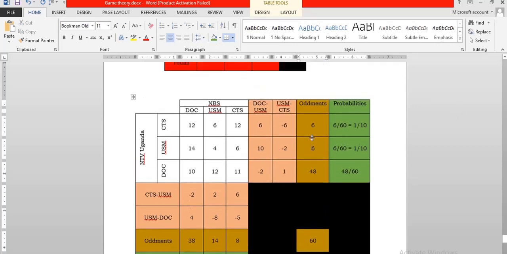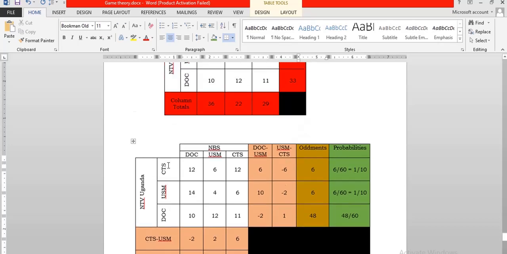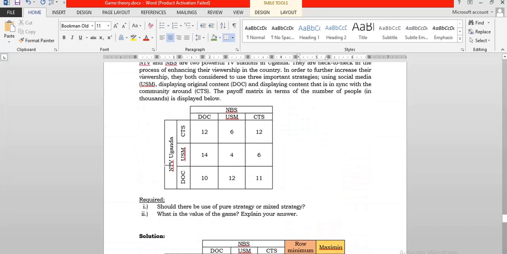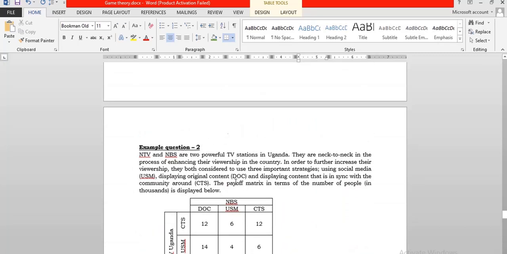So now we have got the probabilities, and it's very clear that NTV Uganda should use all the 3 strategies, but the most probable is DOC. Okay, that's a dominant strategy for NTV Uganda, because it has the highest probability. Okay, and DOC means what? DOC means displaying original content.